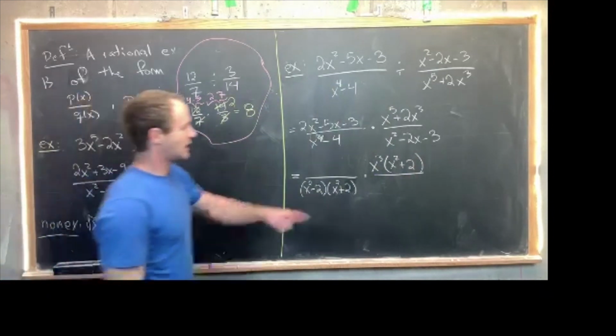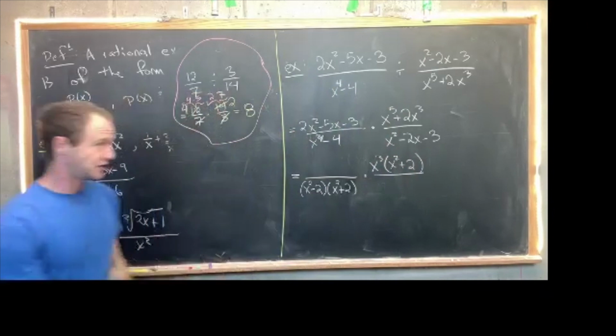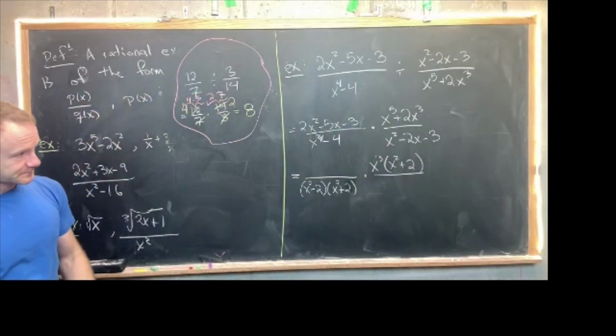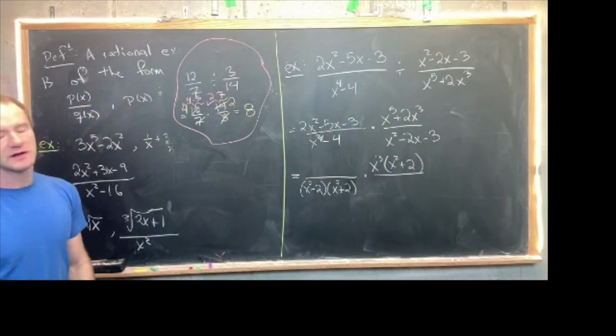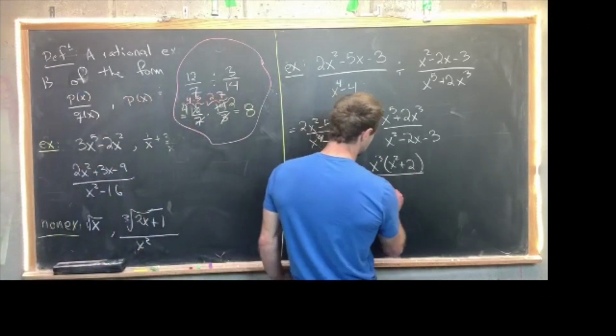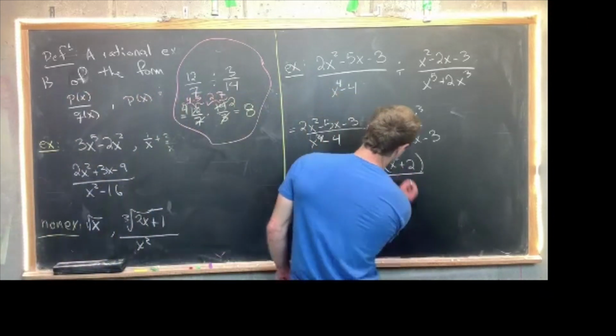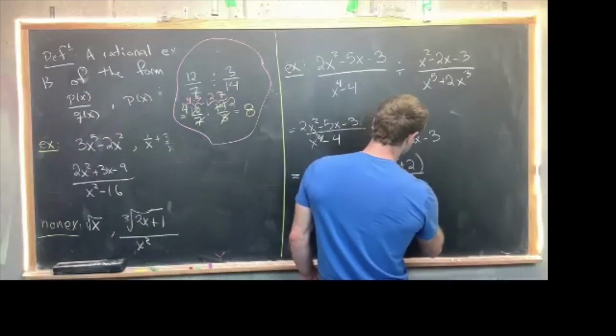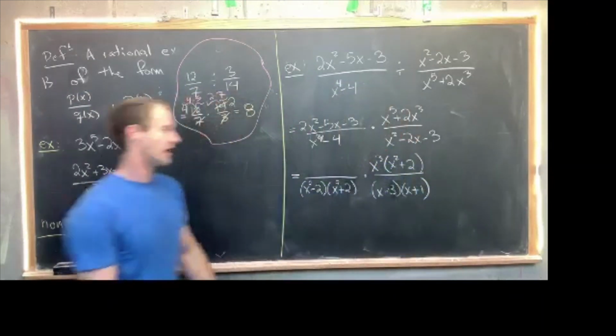Now, can we factor this x squared minus 2x minus 3? I think we can. We need to look for two numbers that multiply to -3 and add to -2. So x minus 3, x plus 1 will fit the bill there. Good.